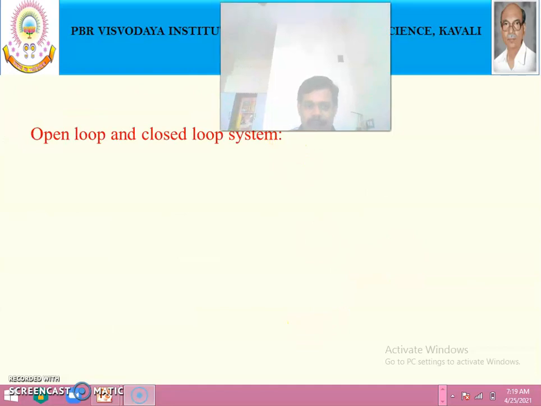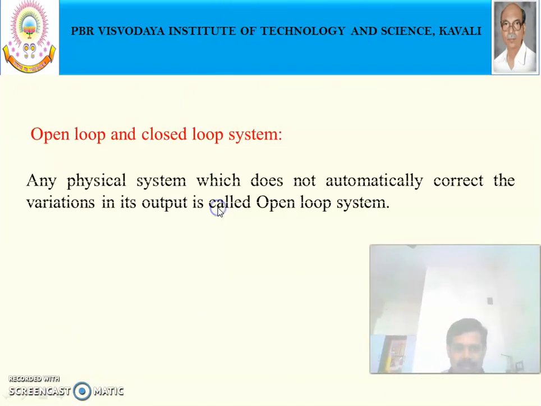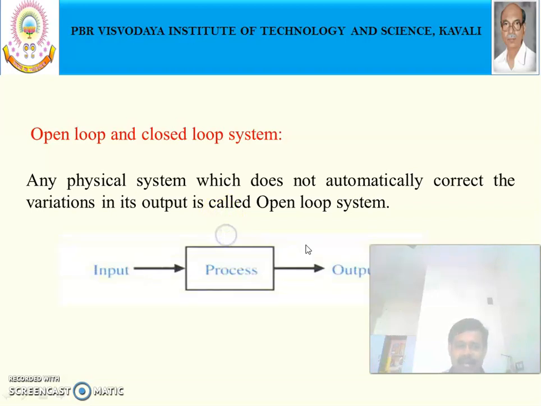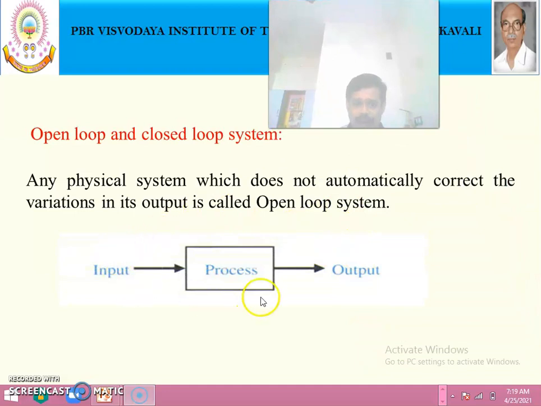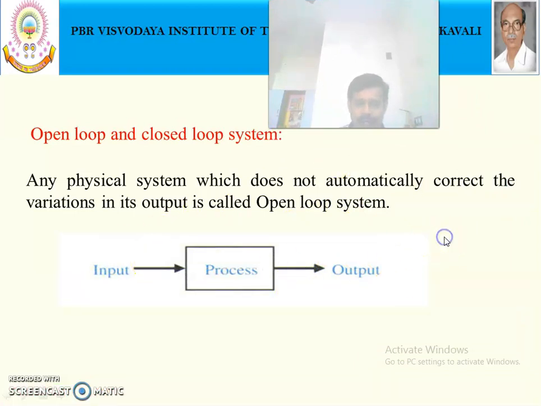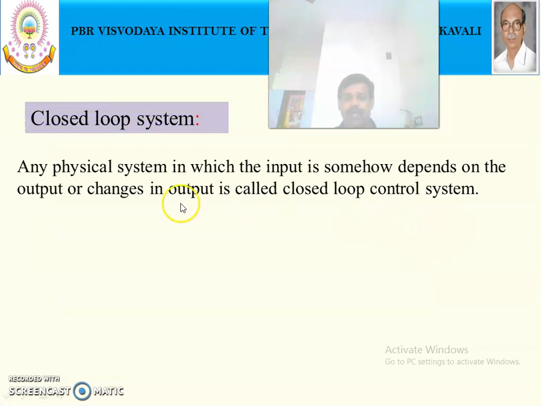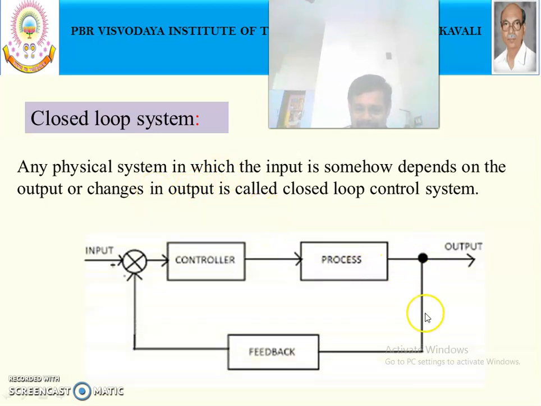So open loop control system and closed loop control system. Any physical system which does not automatically correct the variation in output is an open loop control system. There is no feedback. Now we are going to see the closed loop control system. Any physical system in which the input somehow depends upon the output or changes in the output is called a closed loop control system. Please check here, you have feedback. So depending upon the change in output, the input is also corrected. The controller will correct the error signal. So this is called a closed loop control system.